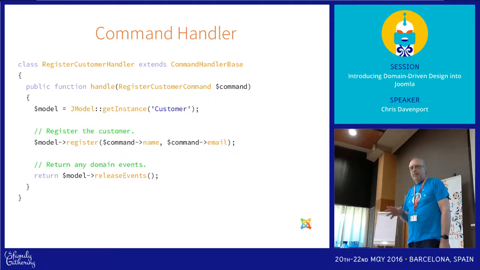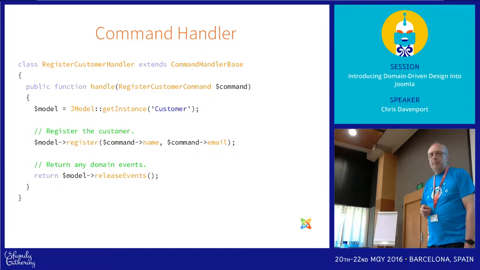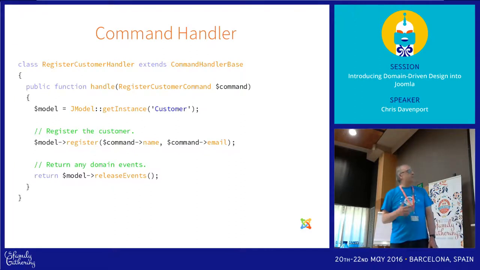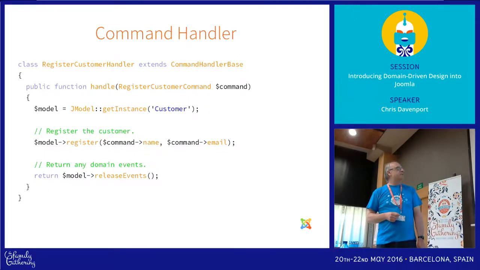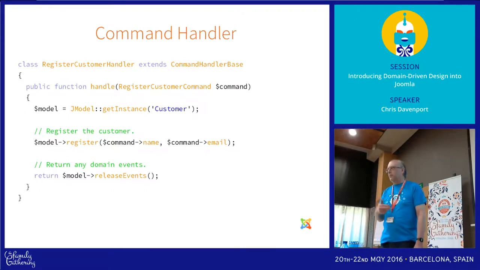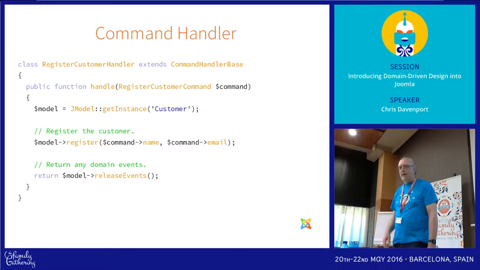So if we look at a command handler, this is a register customer handler. It has a handle method, which is where the command gets routed through to. And it does the usual things that you would expect in this sort of code. So it instantiates a model, does something with the model. And at the end, as you can see, it then picks up any domain events that the model raised and just passes them back up to the command bus.